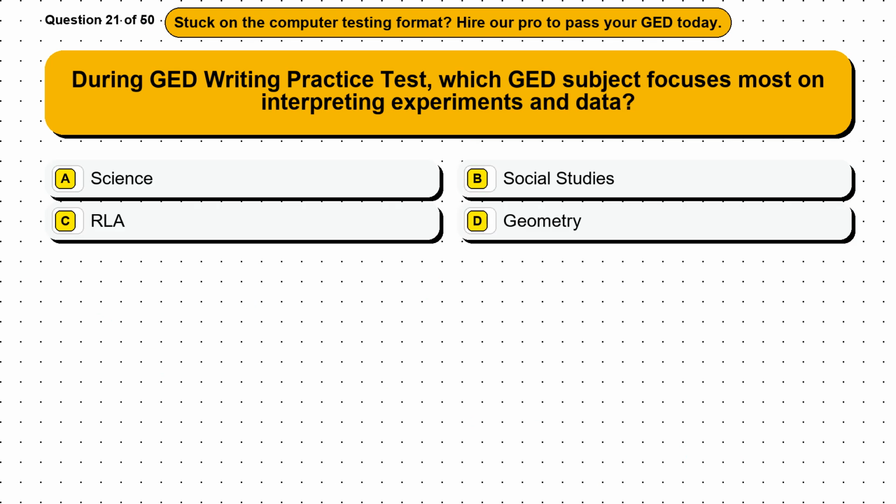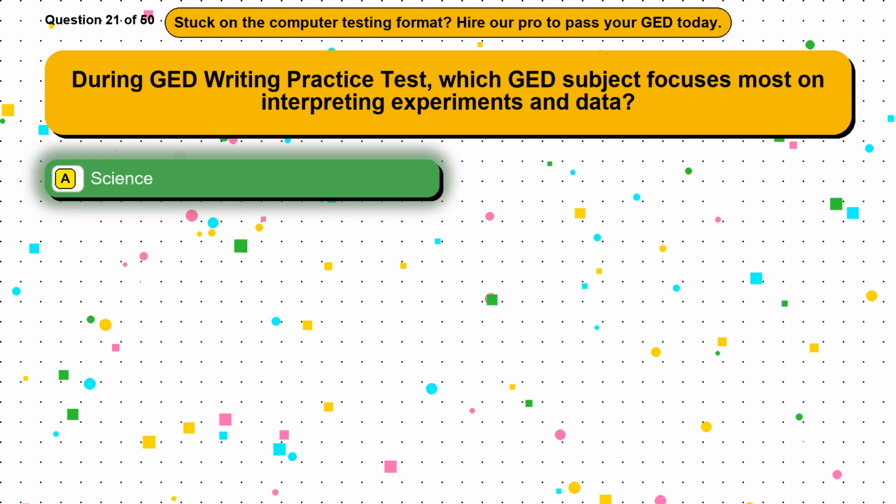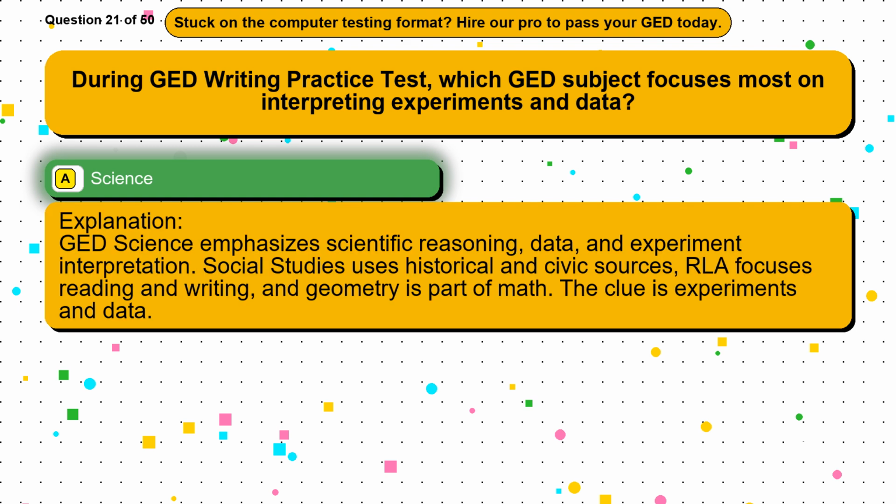Question 21. During GED Writing Practice Test, which GED subject focuses most on interpreting experiments and data? Option A, science. Option B, social studies. Option C, RLA. Option D, geometry. The correct answer is option A, science. GED science emphasizes scientific reasoning, data, and experiment interpretation.